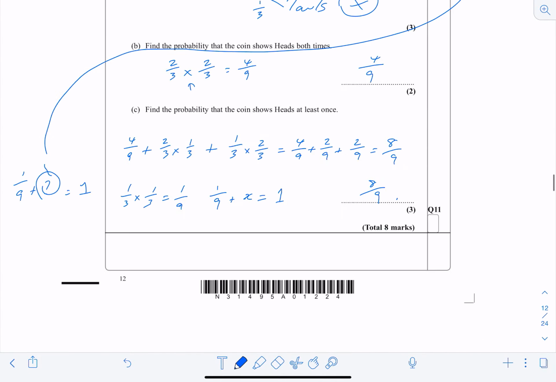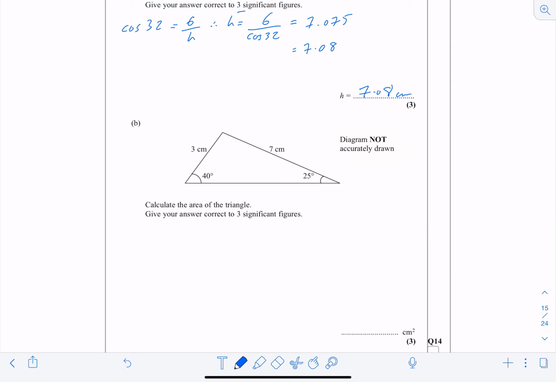Where were we? Oof, even more fun. Because, well, I've got two sides, but I don't have the angle between. However, I can work that out because that angle there is going to be 180 minus 40 minus 25, which is 115. And now I can use that formula.